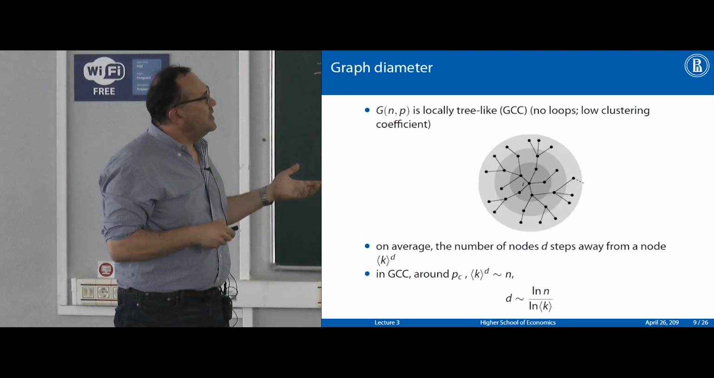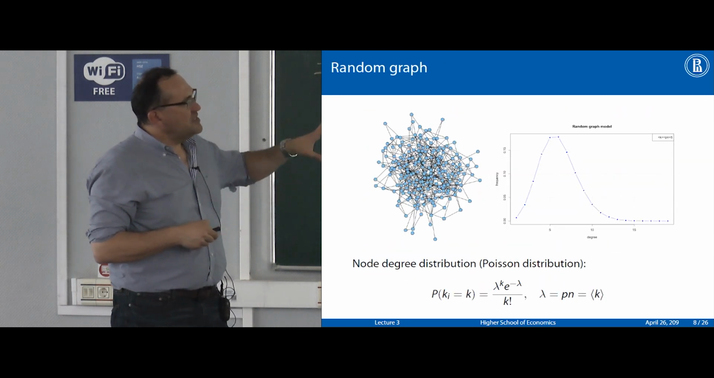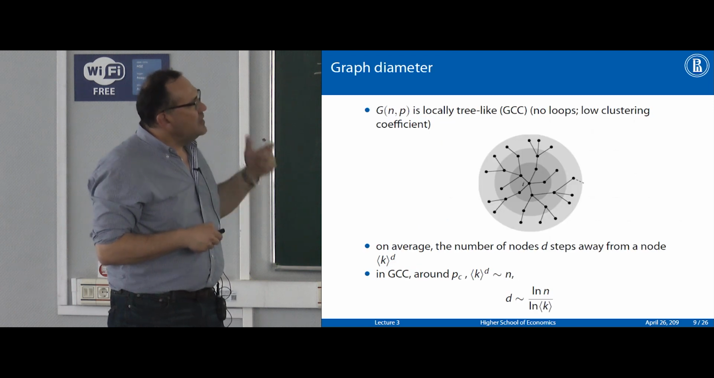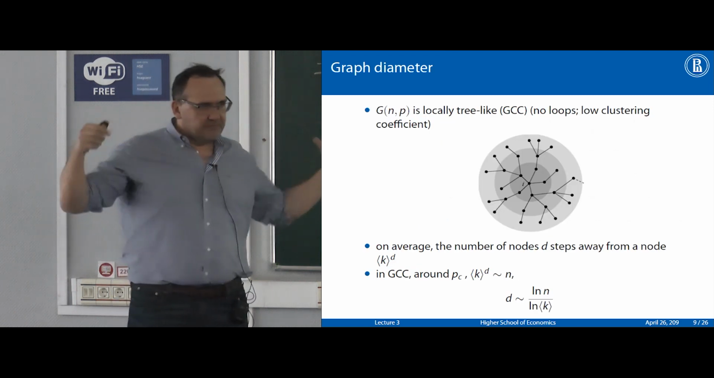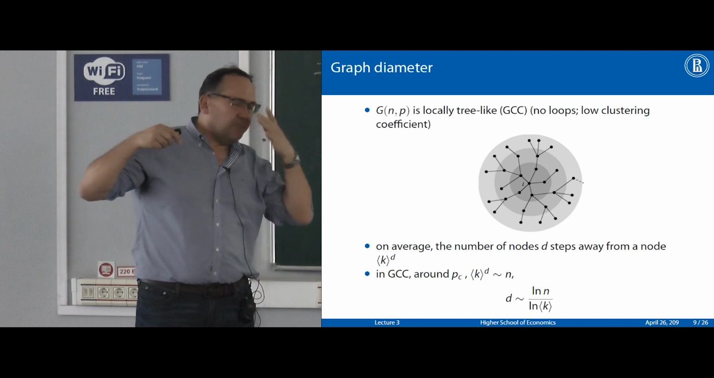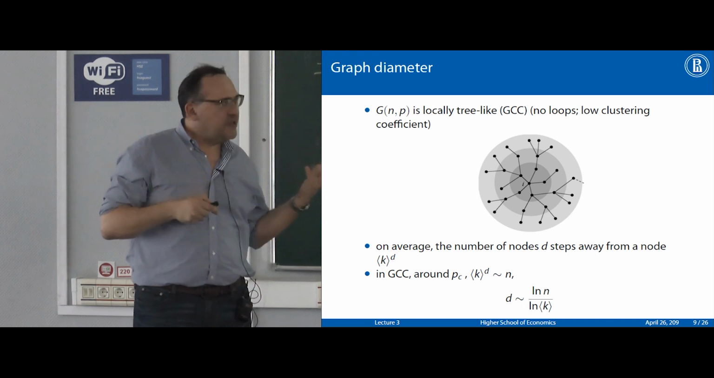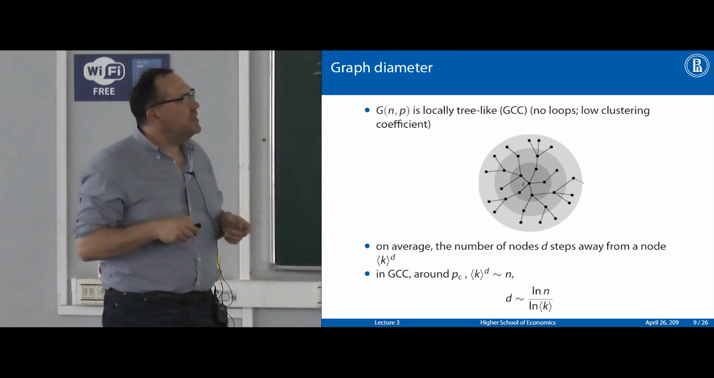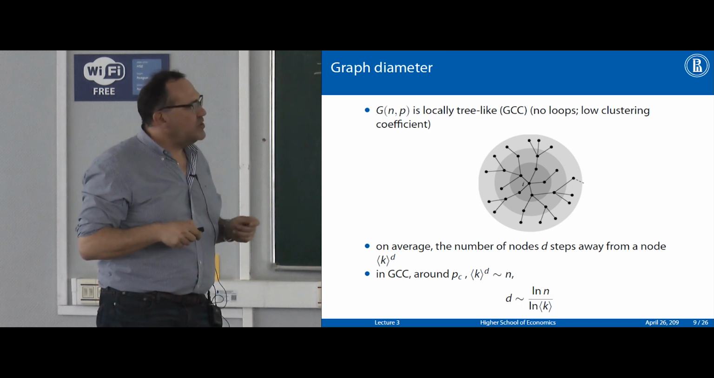Let me see. I don't have it, I guess, here. Okay. This model doesn't reproduce the power law. Now, in terms of the size of the small world phenomenon, the diameter of the graph, we did this exercise on the previous lecture.